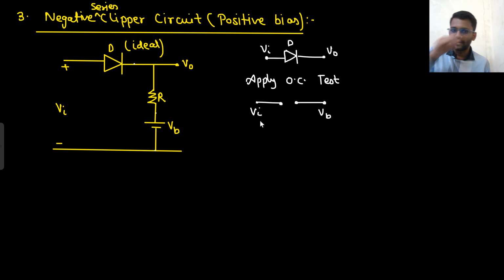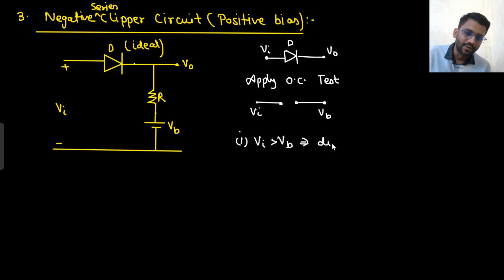Okay, so now what will happen? First thing, when V in is greater than VB, that means your diode will be on. If the diode is on, what will be the circuit? The circuit will look something like this.